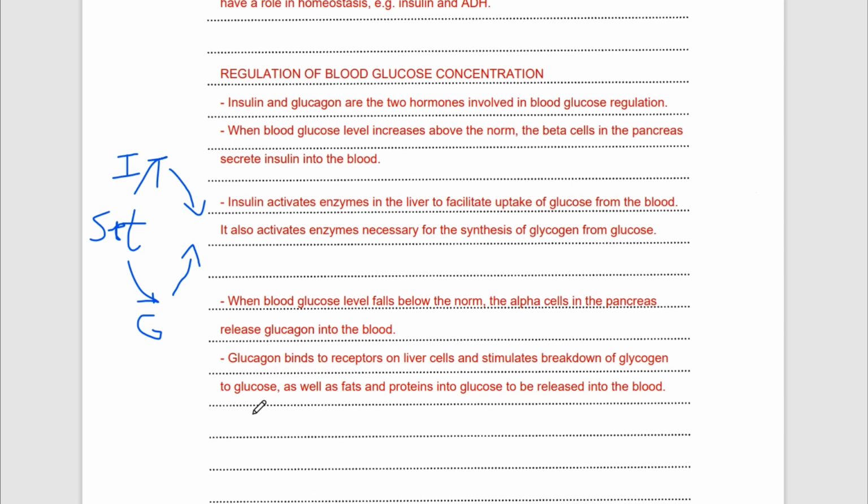You could also have the conversion of other non-sugar substances into glucose. For example, fats can be converted to glucose. That is a process called gluconeogenesis, which just means the formation of new glucose. Those of you who are familiar with the ketogenic diet, which is basically consuming a lot of fats and a little bit of sugar, a lot of those fats get broken down into glucose eventually. So this could also happen with the help of glucagon in the liver itself.